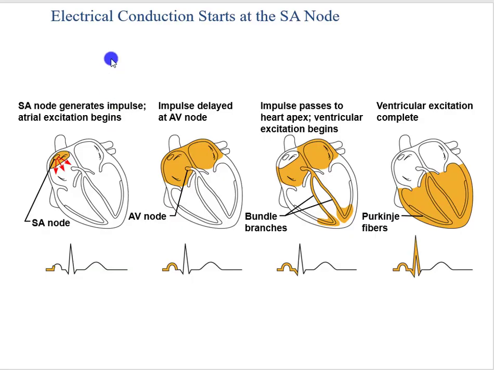So let's look at this picture. Electrical conduction starts at this place called the SA node. What is the SA node? It's just an area of the heart where you've got some specialized muscle fibers, and this is where the electrical signal is going to originate.